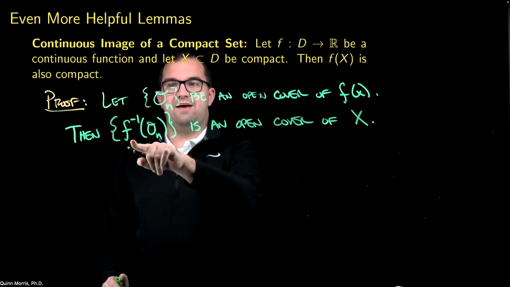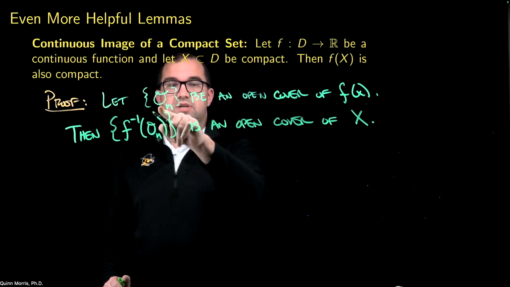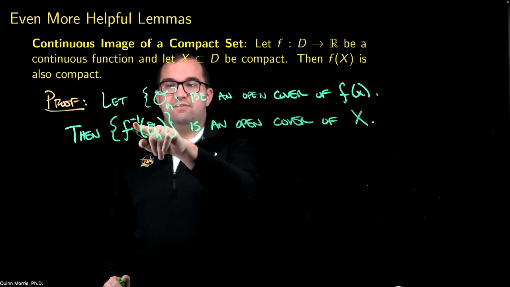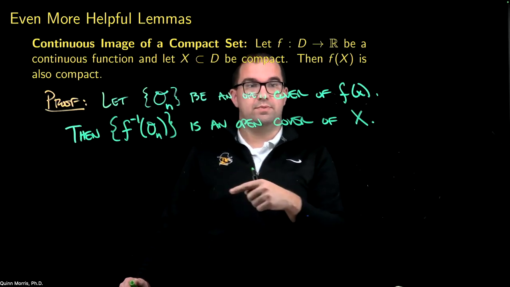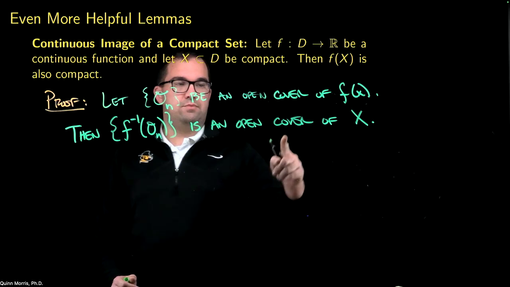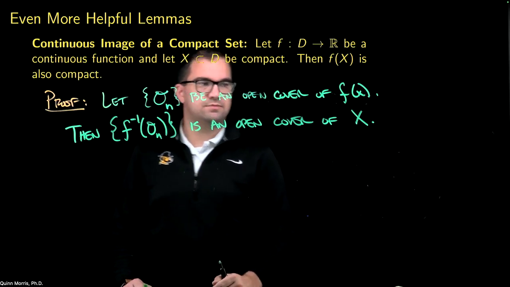Well, by our assumption that f is continuous and our previous lemma, since O sub n is open, then f inverse of O sub n must also be open. The preimage of an open set is open. And we need to show that it covers X. So how do we know that it covers X?